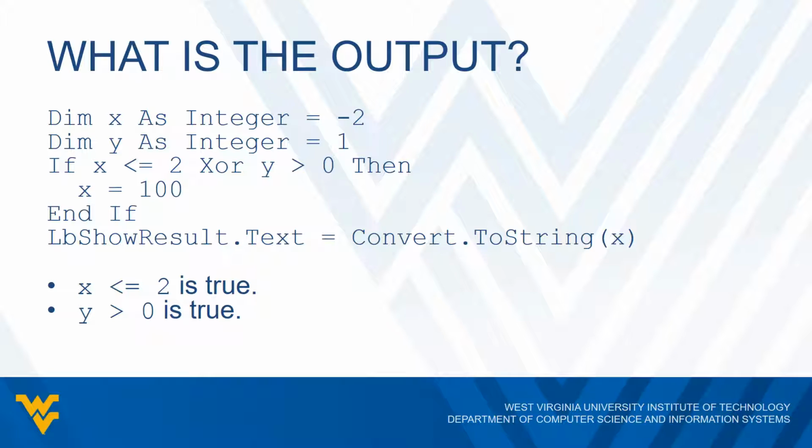So we have true exclusive or true, and according to the way exclusive or works, exactly one can be true for the whole thing to be true, therefore this is going to be false. Therefore we skip the then portion of our statement, and we're going to store the current value of x, which is -2. Therefore our output is going to be -2.